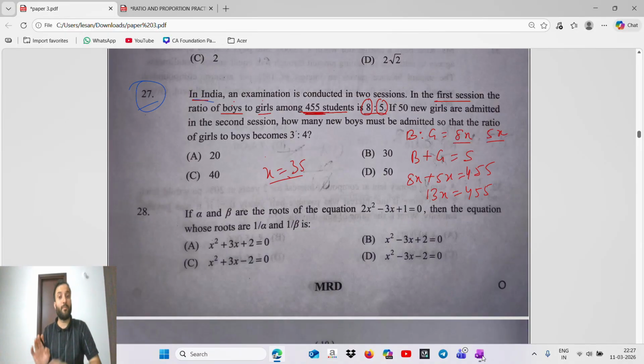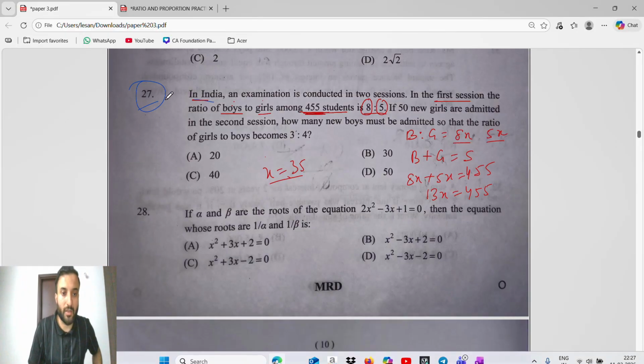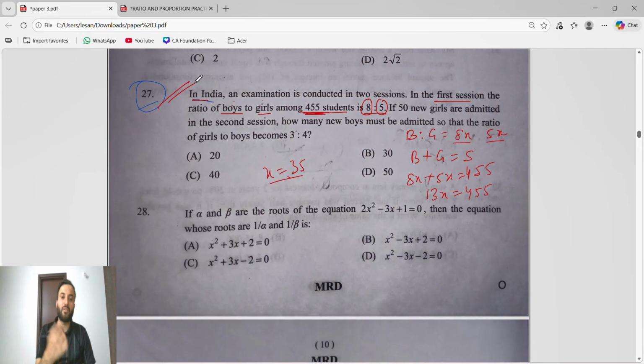See, this type of question. So many students were saying, sir, the ratio question was very difficult. What is difficult, guys? This type of question we already did in these 57 questions also. This type of question we did in the class also. What is the difficulty?